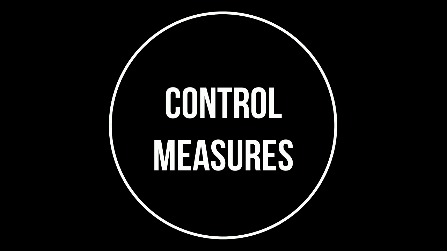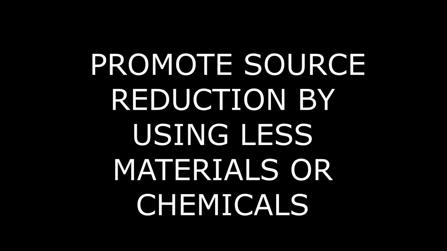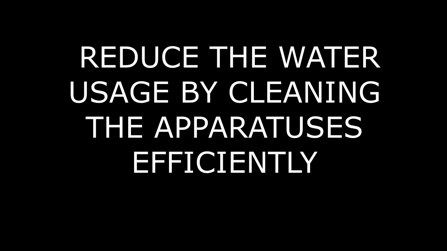Therefore, the control measures that will be taken are: firstly, hazardous chemicals should be disposed correctly. Secondly, promote source reduction by using less materials or chemicals when making an experiment. Thirdly, recycle and reuse any recyclable materials. Fourth is to save energy by switching on equipment only when necessary. And lastly, reduce the water usage by cleaning the apparatuses efficiently.